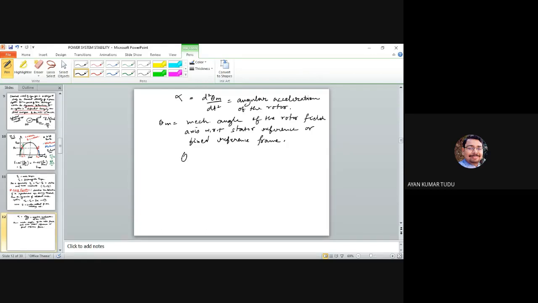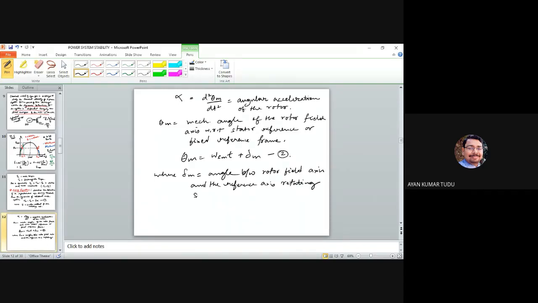So we can write theta m as omega sm t plus delta m. Let this be our equation number 2. Where this delta m is nothing but the angle between the rotor field axis and the reference axis rotating synchronously at omega sm revolutions per second.